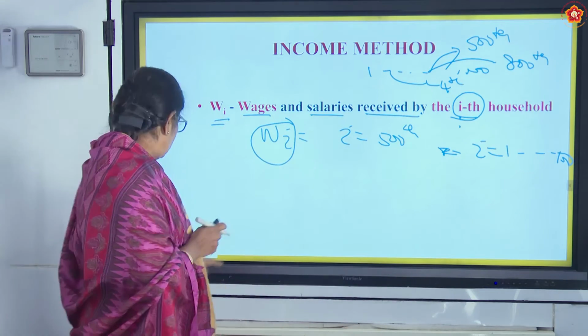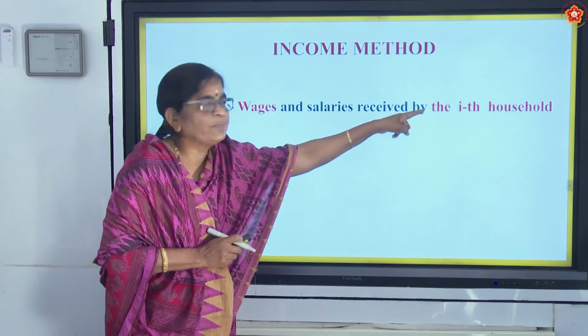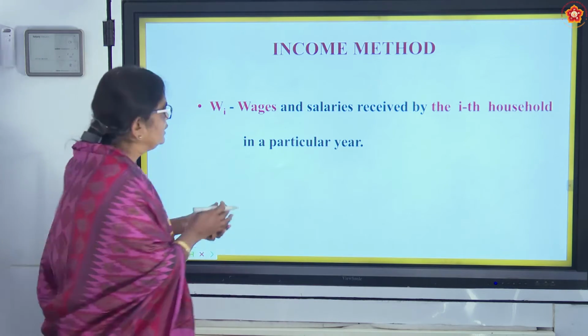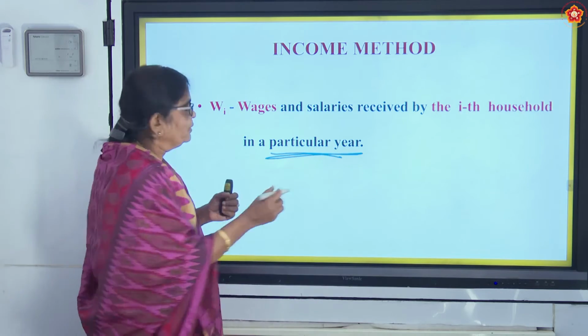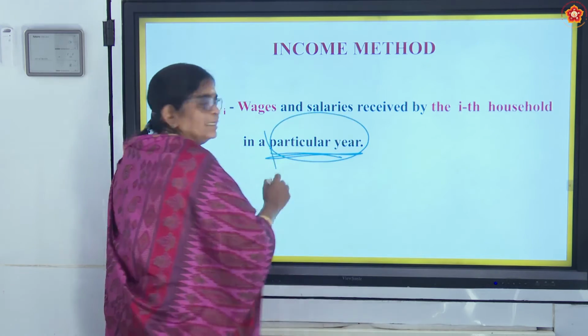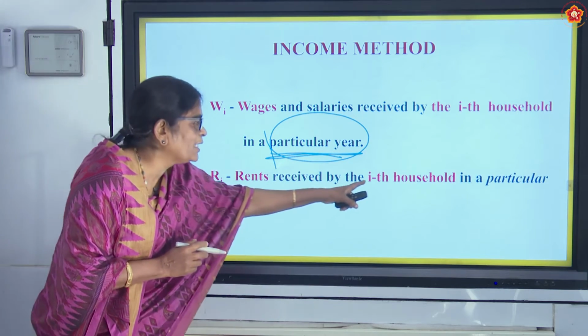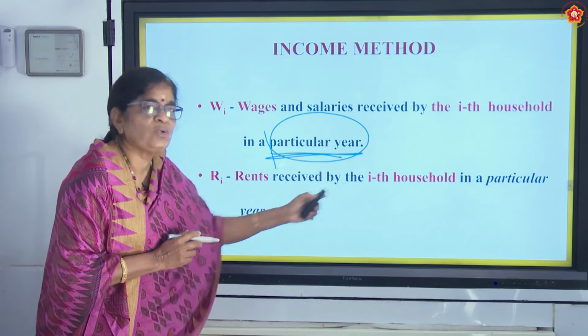Therefore, WI, I think you understood, is the wages and salaries received by the ith household in a particular year, because GDP, another name for which is national income, is measured for a particular year. And the next one, RI, is the rent received by the ith household in a particular year.